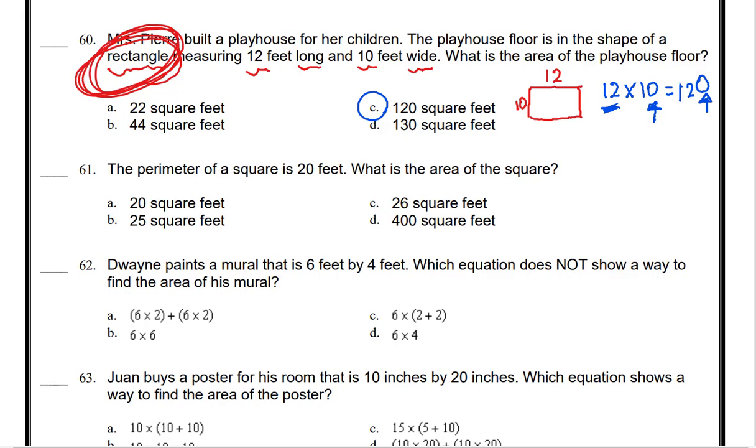Okay. Abdullah Al-Badr, please read the question. The perimeter of a square is 20 feet. What is the area of the square? Okay, so this is a square.